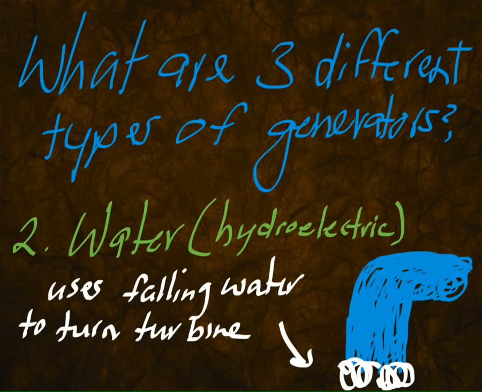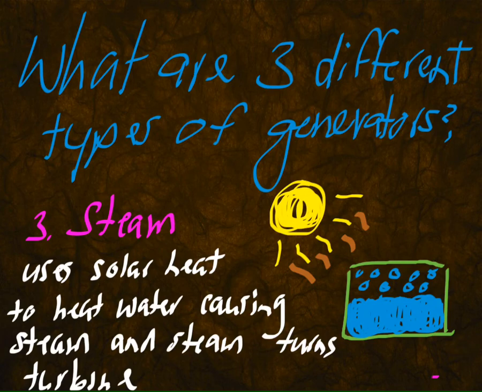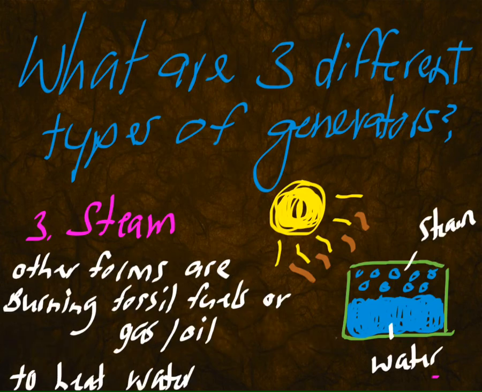And then we've got water, also known as hydroelectric. This uses falling water to turn the turbine. Down here at the bottom, you will have all these turbines, and as water falls on top of them, they spin. And then we've got steam. This uses solar heat to heat water, causing steam, and as the steam rises, it turns the turbine. There are other ones too. You still are using steam, but you can use things like burning fossil fuels or gas or oil. They heat water, and it causes the steam to rise.